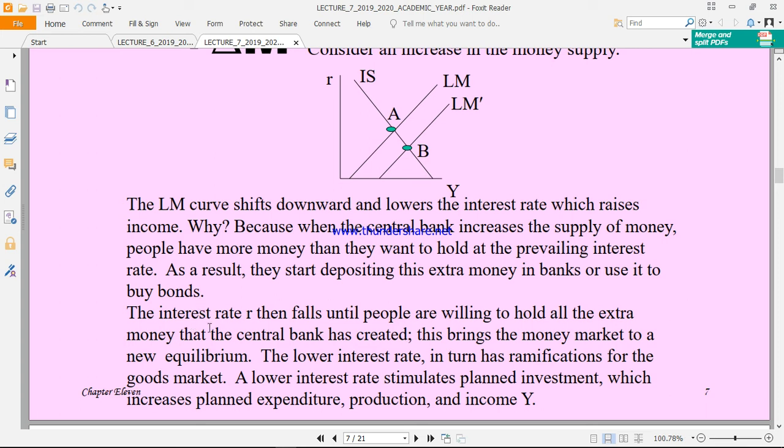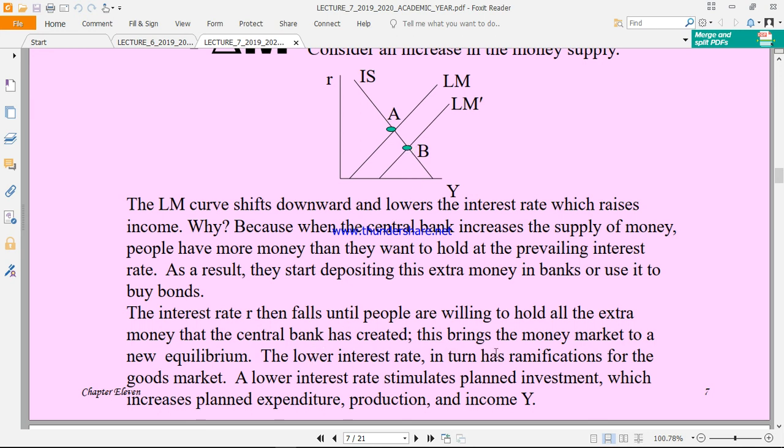Okay, so the interest rate then falls until people are willing to hold all the extra money that the central bank has created. Because of this increase in the supply of money, the interest rate is going to fall to such levels where people are now willing to hold all the extra money that they have, because the opportunity cost of holding that money has gone extremely low. You don't lose anything anyway, so it's better I hold my money.